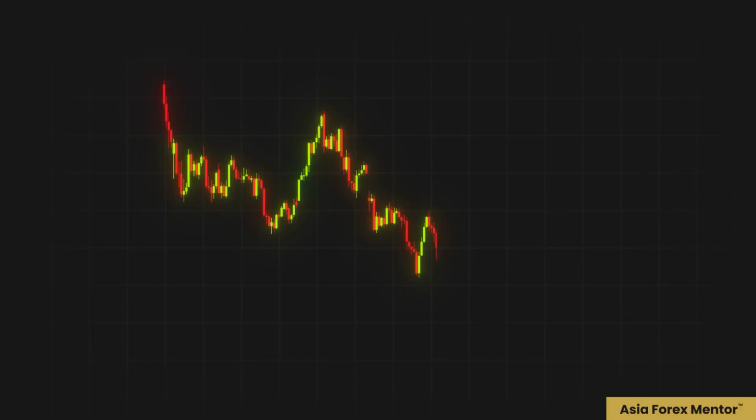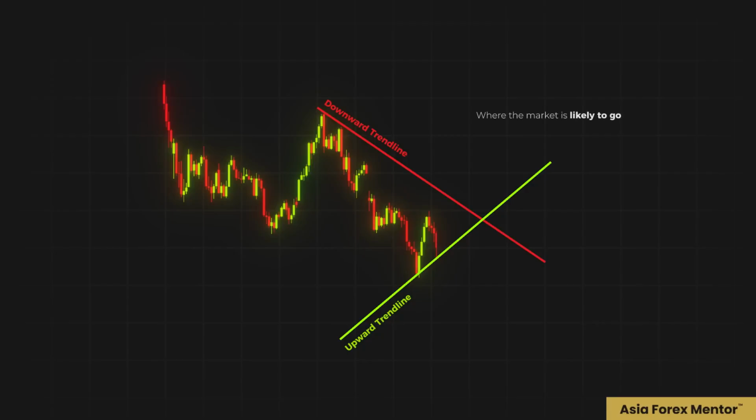So we start by identifying two trend lines on your chart, one upwards, one downwards. The upward trend line connects the higher lows. The downward trend line connects the what? The lower highs. Together, they create the structure on the chart that tells you two things: where the market is likely to go and where it is likely to stop. So you are not picking one or the other. You are drawing both, and then you wait.